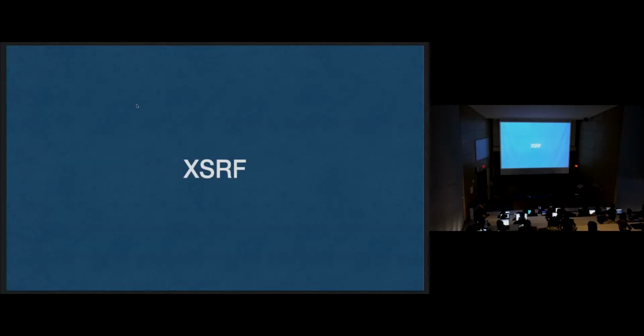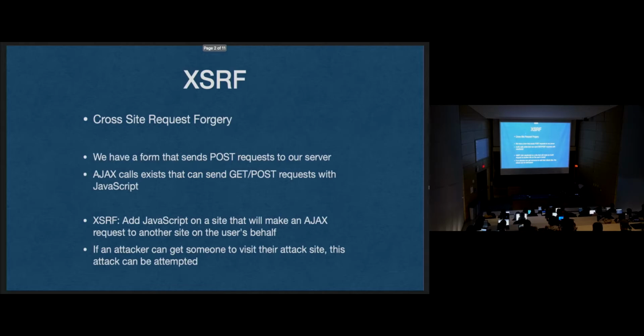All right, so let's talk about the last topic of homework 2. Cross-site request forgery attacks. So cross-site request forgery, this is an attack vector that can be used. We're going to learn what it is and how to prevent this.